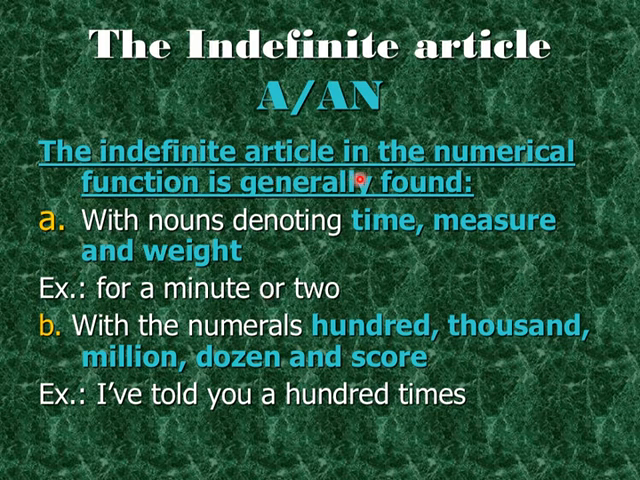The indefinite article in the numerical function is generally found with nouns denoting time, measure, and weight. For example, for a minute or two, with the numerals 100, 1000, million, dozen, and score. For example, I've told you 100 times.